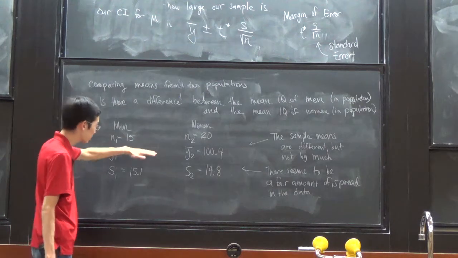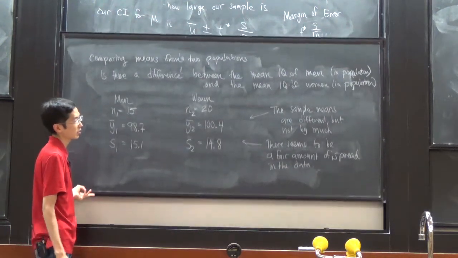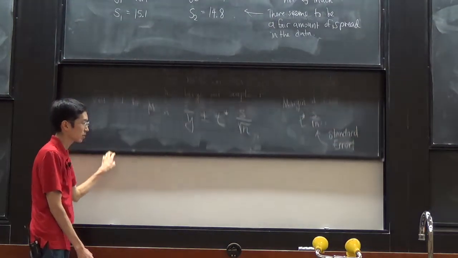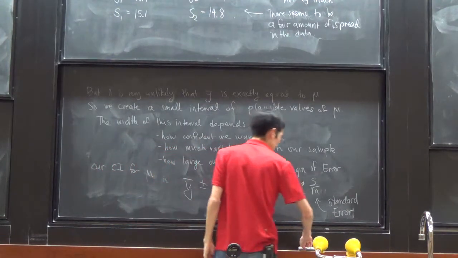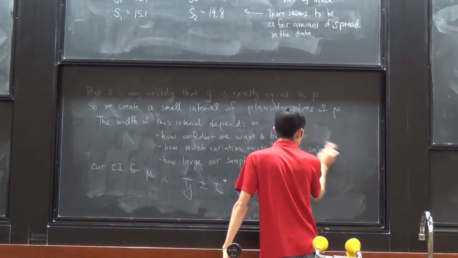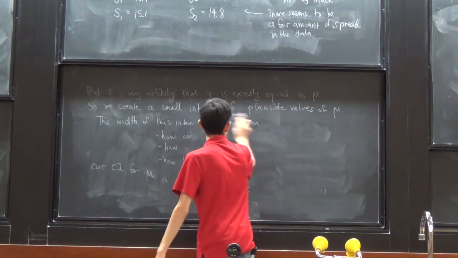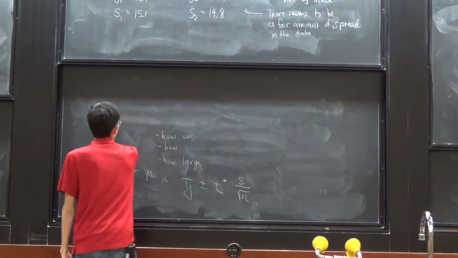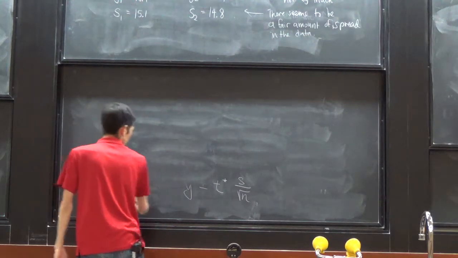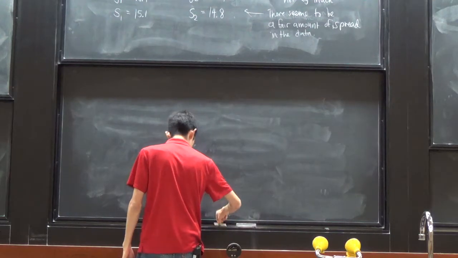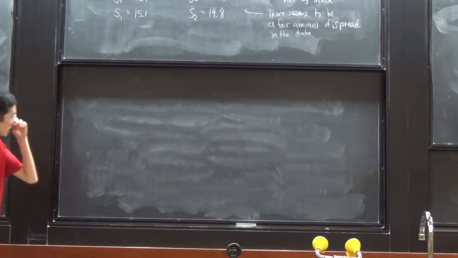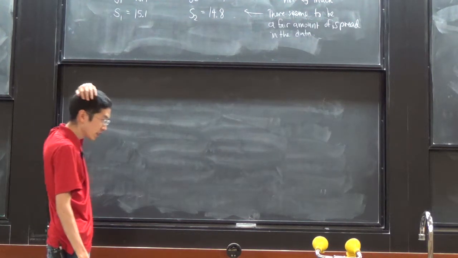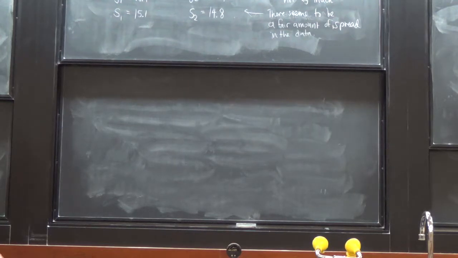So here's an example where the difference between the values is fairly small. So we'll keep that in mind, and we'll come back to that problem later. Here's another example.